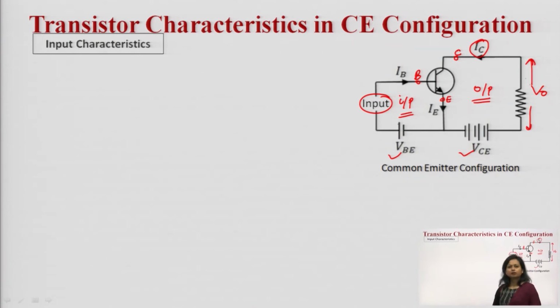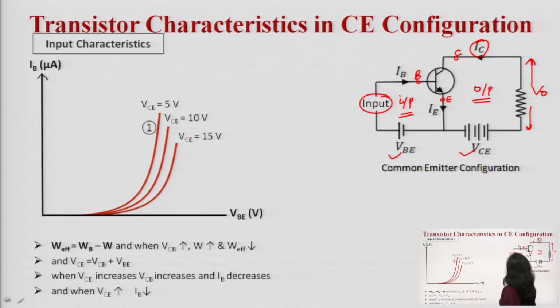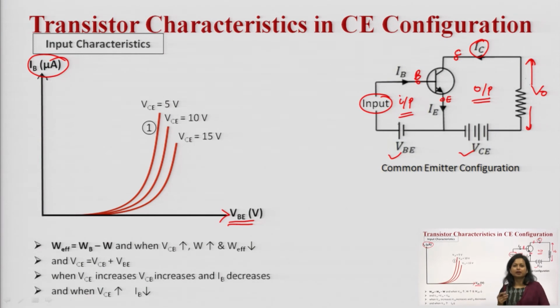Here we are talking about the input characteristics. So what will happen over here? You must note it down. The input section is this. The VI characteristic curve will be plotted between the input voltage, VBE, and the input current. You can see VBE is taken on the x-axis, in volts, while the input current is IB. Since the value of IB is very small, it is of the order of microamperes.